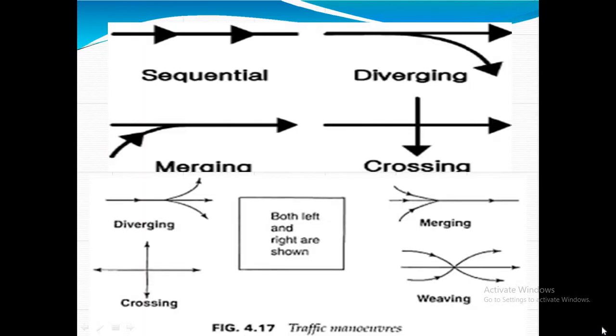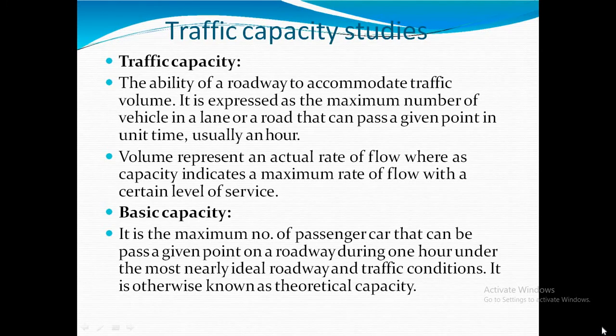So these are the diverging, merging and crossing maneuvers. This is the way traffic maneuvers, and both left and right are shown here: merging, diverging, crossing, and weaving. This point is there. So some traffic capacity studies are there. Different kinds of traffic capacities are there, and we can quickly complete these.